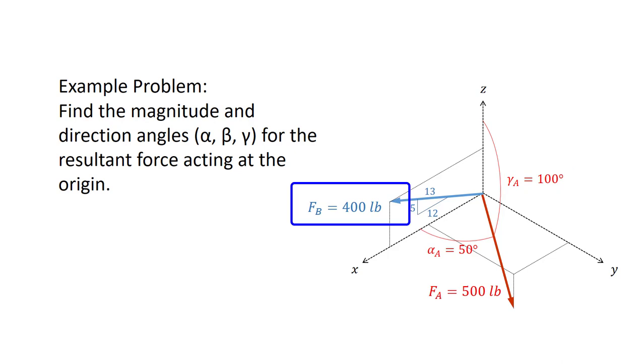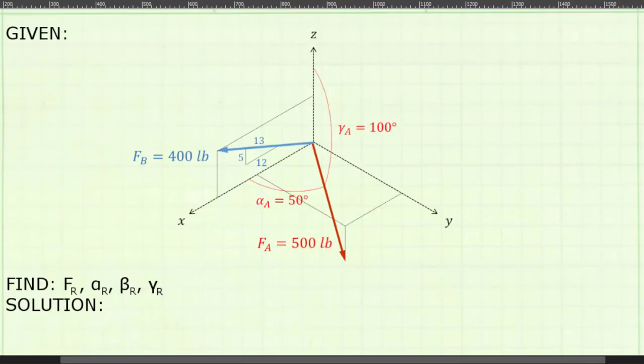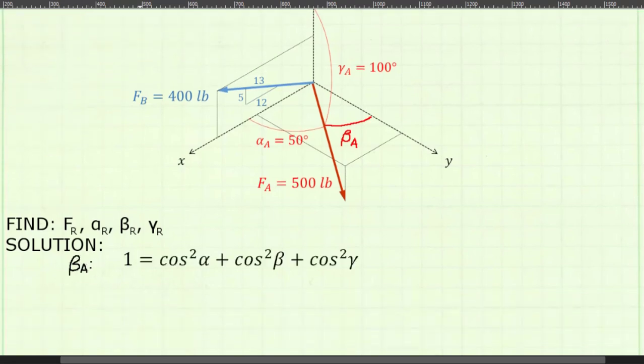Force B has a magnitude of 400 pounds. It is located in the xz plane, and its direction is given by the 5, 12, 13 triangle. I have set up my engineering paper to solve this problem. I am going to begin by finding the third direction angle, that is beta A. I will use the direction angle identity to find it.